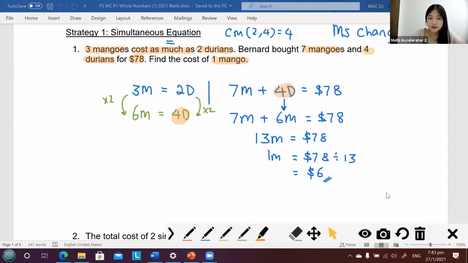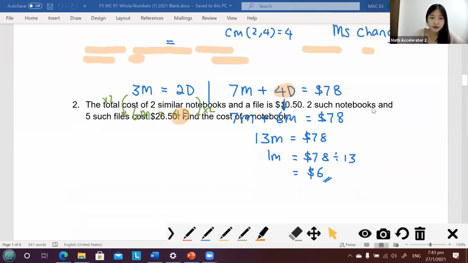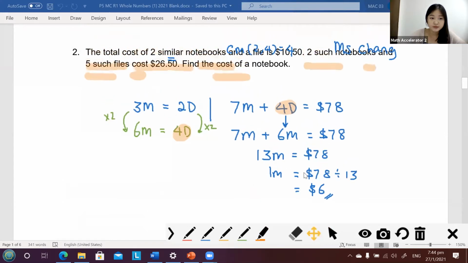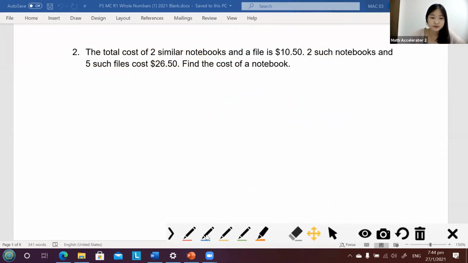Right, so we're going to move on to question 2. Don't worry, we'll be trying 4 questions on simultaneous equations. So let's look at question 2. The total cost of 2 similar notebooks and a file is $10.50. 2 such notebooks and 5 such files cost $26.50. Find the cost of a notebook.